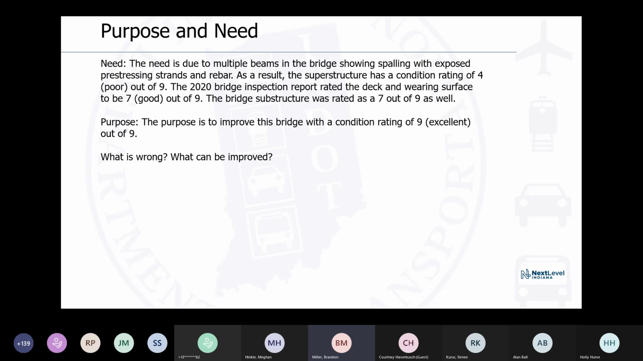Another thing is in the need. The big thing about the need is that it throws the kitchen sink at it. The big issue is with the superstructure. It's not with all the other aspects. The other aspects can just be discussed in the project description. You don't actually have to get into all that detail of the other aspects because it's not the driving factor for the project.